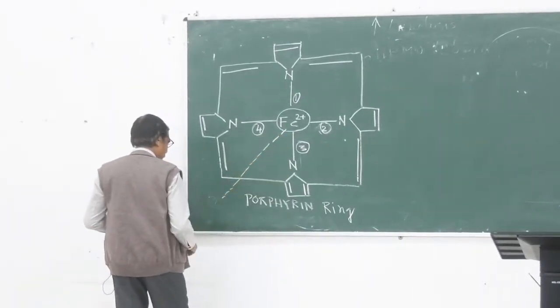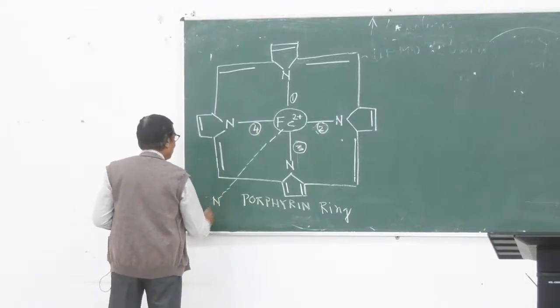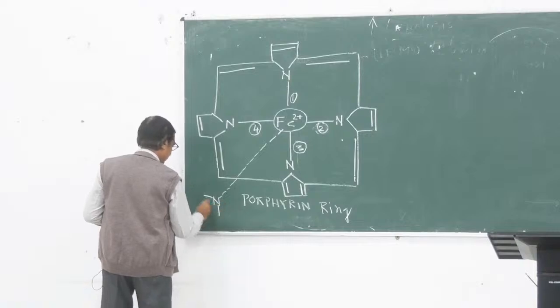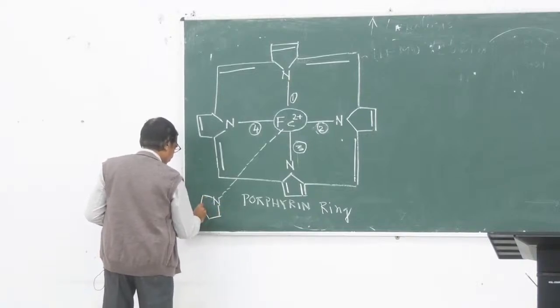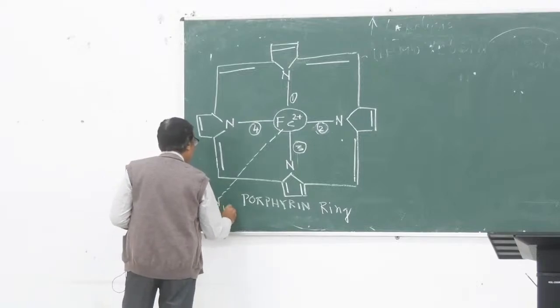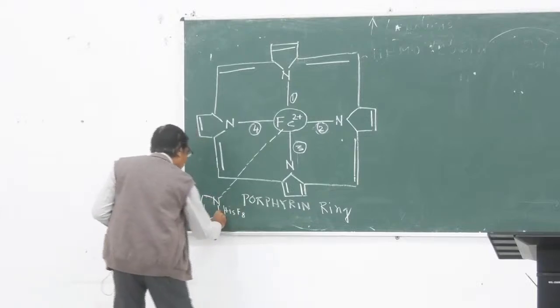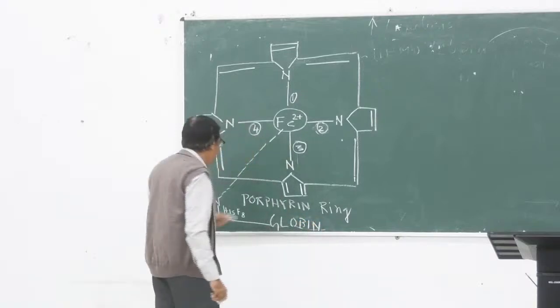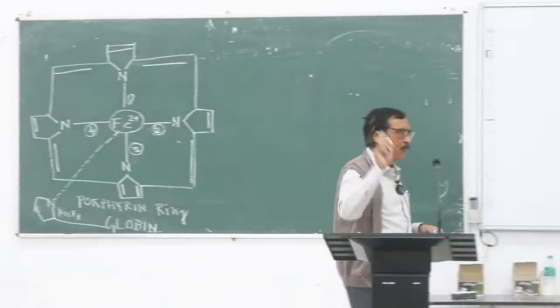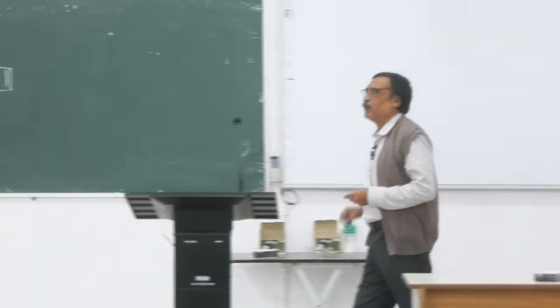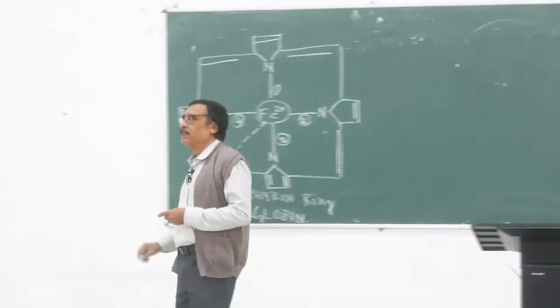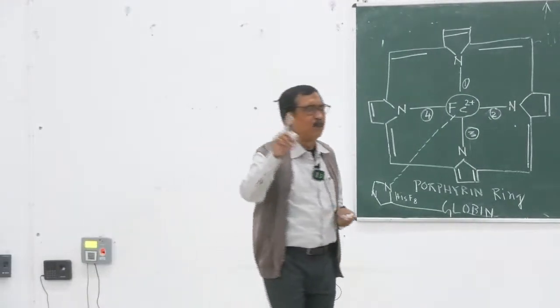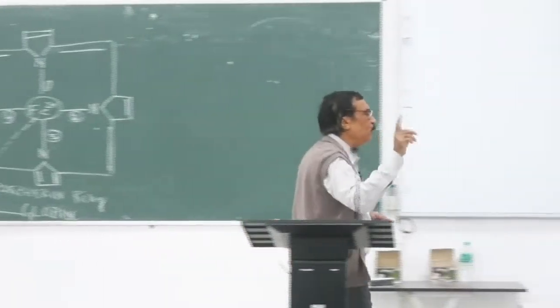The 5th is attached to histidine, histidine F8, and this is a part of globin. It is attached to histidine F8 of the globin; I will explain later why F8 comes. This is called proximal histidine. A hemoglobin molecule has many histidines; there are 36 histidine molecules in each molecule of hemoglobin.